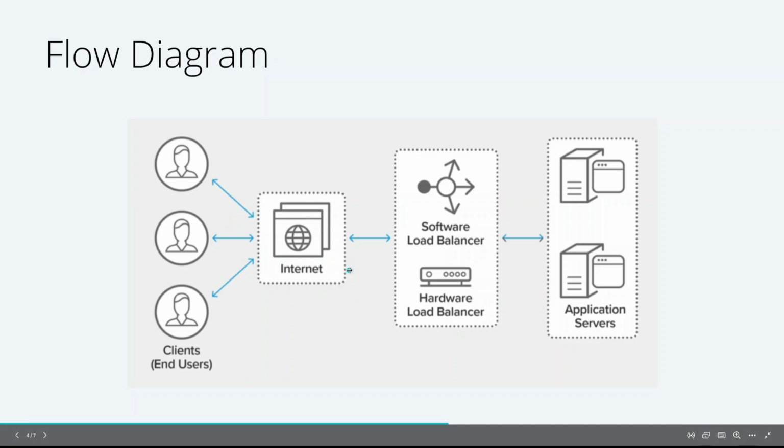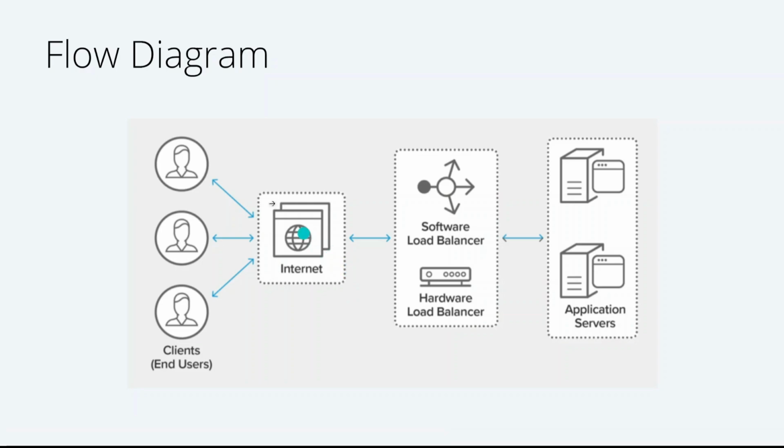Now let's understand the flow with the help of this diagram. Here we have several end users. In between we have the internet. Here we have the load balancer. The load balancer can either be a software load balancer or a hardware load balancer, and in some cases, it can be a combination of both. And at the end, we have our application servers or the backend servers, which can also be referred to as server pools.